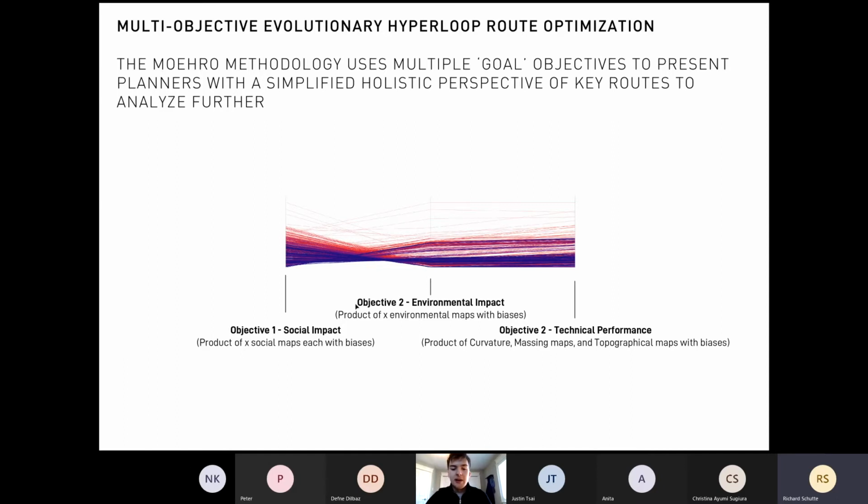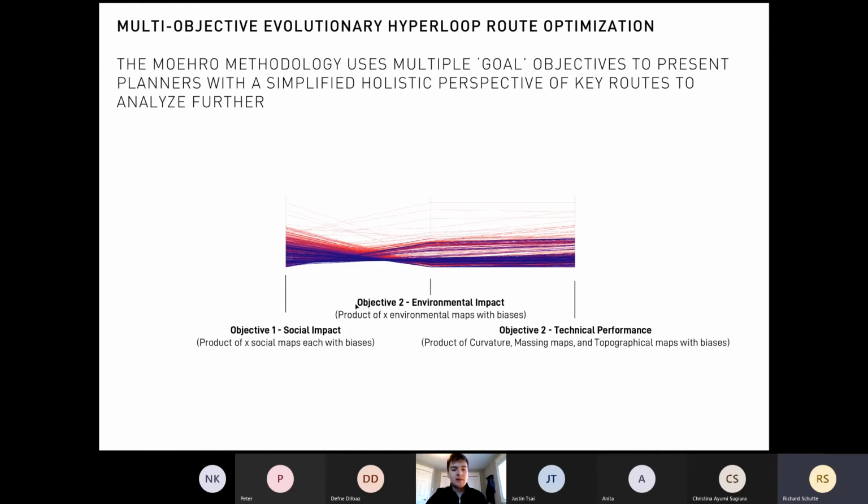This third objective is the technical performance. This comes from a calculation of curvature, as well as the product of the impact of massing maps and topographical maps. So for technical performance, you wouldn't want your Hyperloop route to curve a lot, but you wouldn't mind it curving below a certain threshold. This also takes into consideration what kind of massing, boundaries and barriers, and what kind of hills or valleys the route is spanning over or tunneling through.